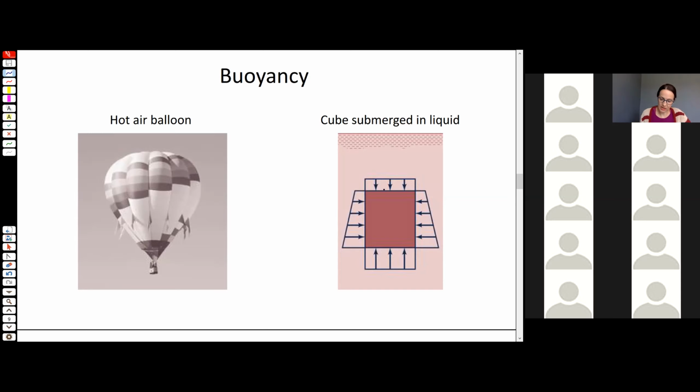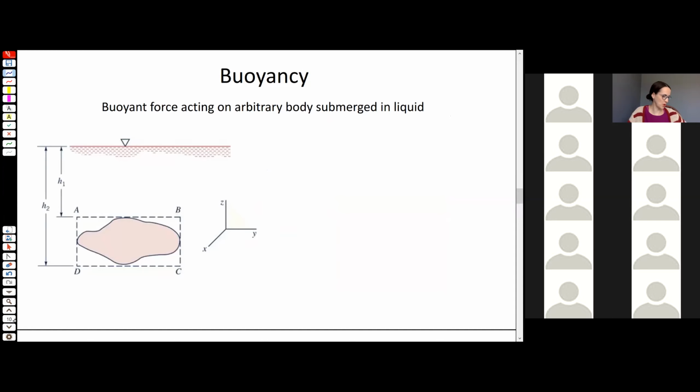So if we consider on the right this cube submerged in liquid, we're gonna have some pressure distribution on the top, P1, and then because the pressure increases linearly with depth, at the bottom it's going to experience a pressure distribution with a greater magnitude. Over on the sides, P3 and P4, these are going to be the same, and so they'll cancel. Right? P3 equals P4, but P2 is greater than P1, so there's a net upwards force. Right, that buoys the object upwards. So that's the sort of basic origin of buoyancy.